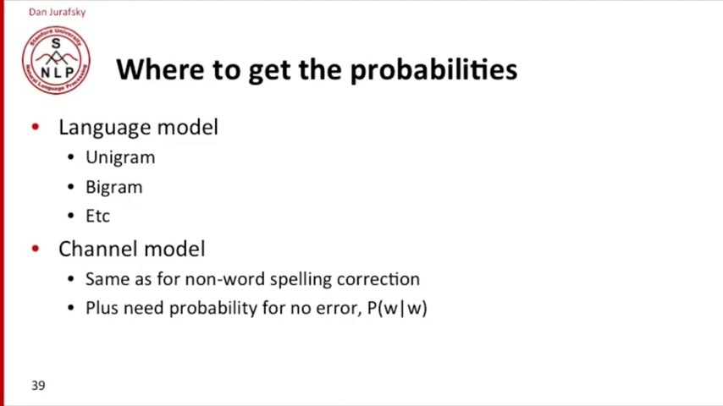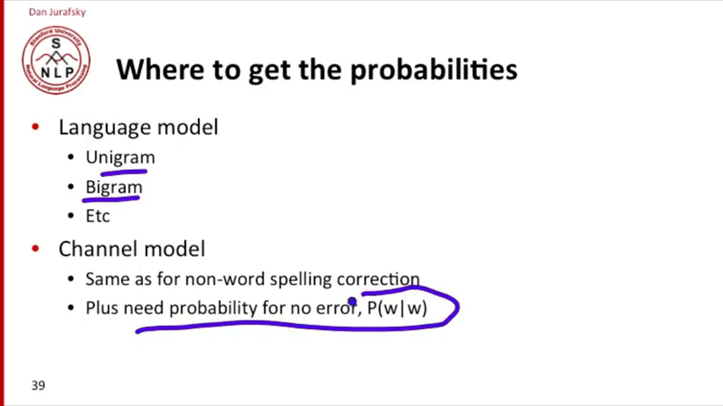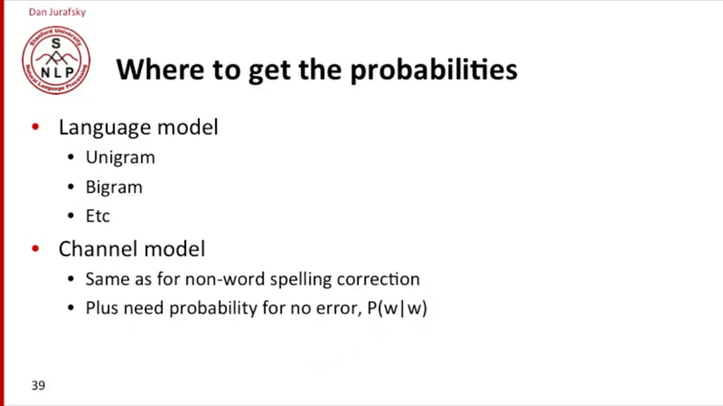Where do we get these probabilities? Again, the language model, just as we saw before: we have our unigram, we have our bigram, we can use whatever smoothing method we'd like. The channel model is just the same, again, as for the non-word spelling error correction. The only difference is we now need a probability of having no error, because of course we're assuming that only one of the words is an error. So we have to have a probability for all those other words that are not an error. We need to be able to decide when we have an error and when a word is in fact correct, meaning that the probability of the word itself, given the word, is high, so unlikely to have an error.